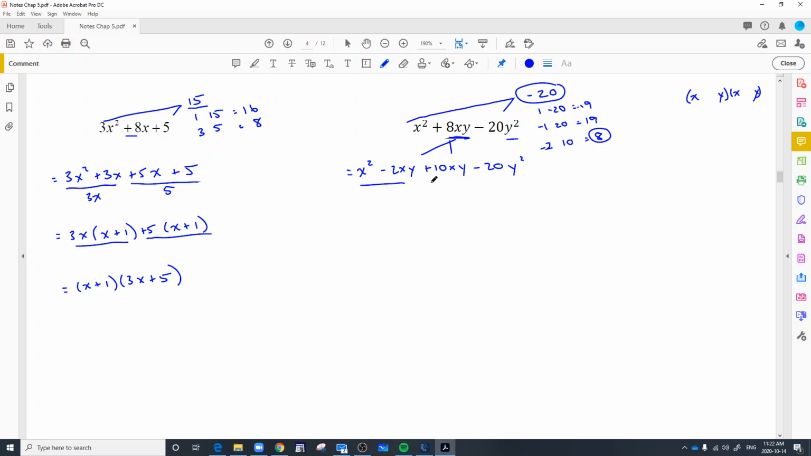And then we're going to factor by grouping. So out of this first group, I can take an x. I'm left with x minus 2y. Out of the second group, I can take a 10y.